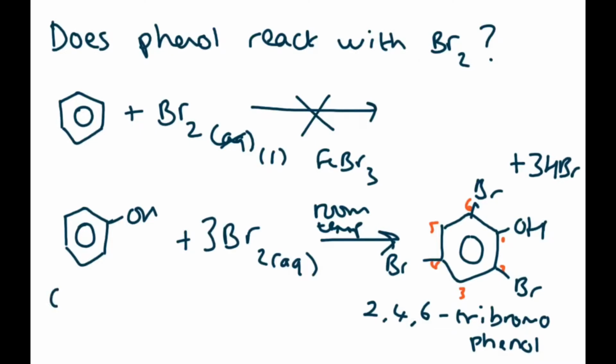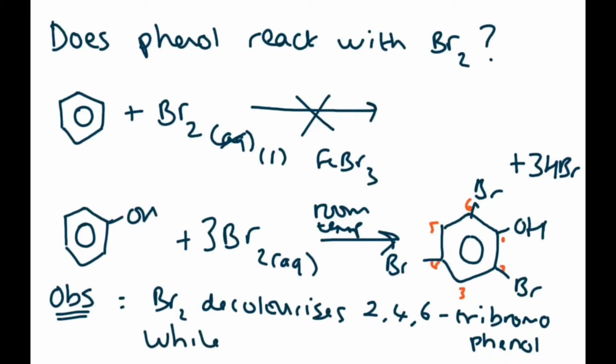The observation for this reaction is the bromine decolorizes, becomes colorless, and also you get a white precipitate. This product is a white precipitate. So you get a white precipitate as well.